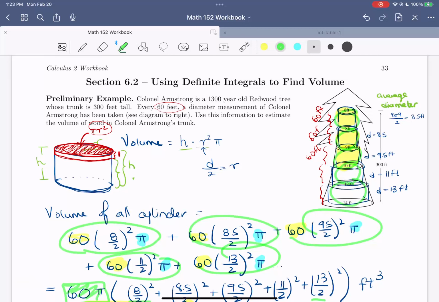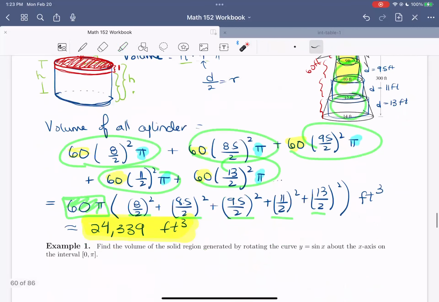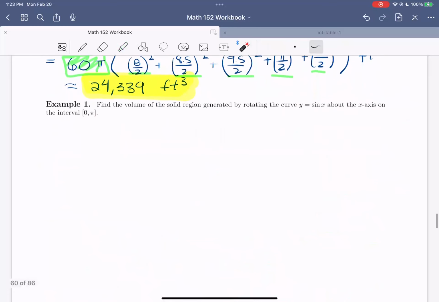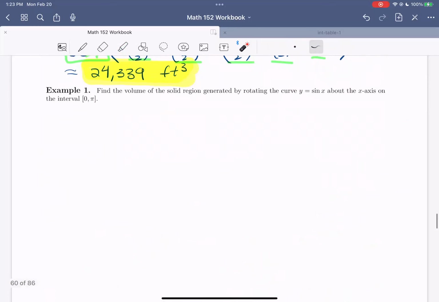Point number 2, in the preliminary example, we saw how we can compute a volume by chopping up that volume into chunks and adding up those chunks together. So in example 1, we're going to put these two ideas together and compute a volume by adding up chunks of the volume like we've done in integrals with areas. Okay, so let's go ahead and get started.